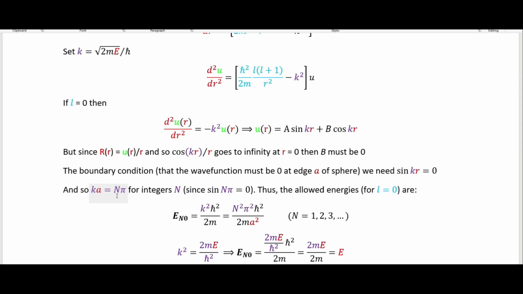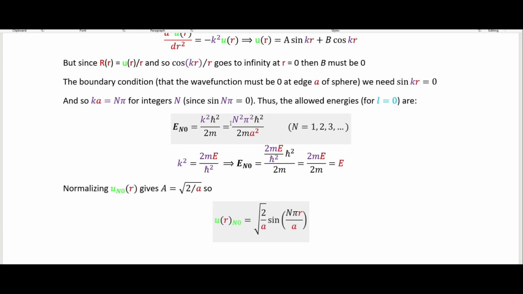And so our ka has to be equal to n times pi, where n is some integer, because sine of pi is equal to 0. And so sine of any integer multiple of pi is also going to be equal to 0. And so our allowed energies for L equals 0 are defined by this. So we have our k squared, which, if we divide both sides of this by a, we have k equals n pi over a, but it's k squared, so it's n squared pi squared over a squared, and then multiplied by this h bar squared over 2m. And so that's for integer multiples of our pi here.